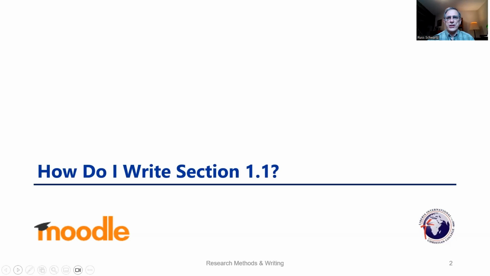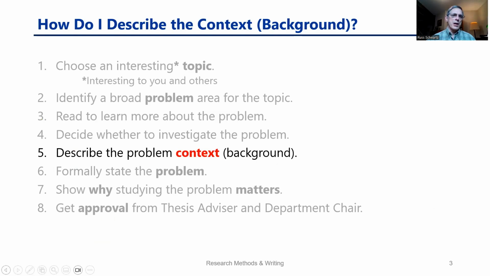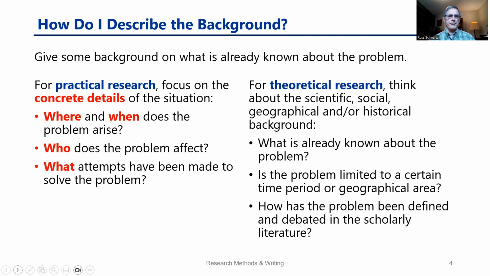So how do I write section 1.1? That's the background or context section. From the grayed out steps 1 to 4, you can see you've already done a lot of work. And now it's time to describe the background for your research project, which is known as the context. So how do you describe the background? Basically, you give some background on what is already known about the problem.